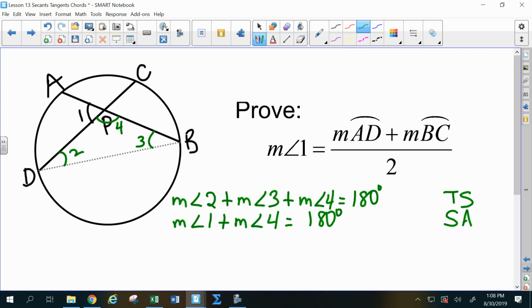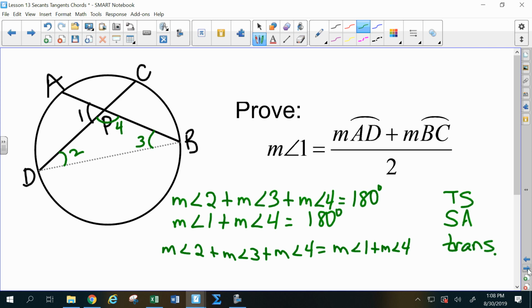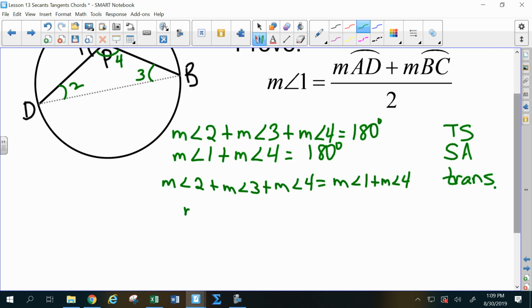So we're going to write that down. That means the measure of angle 2 plus the measure of angle 3 plus the measure of angle 4 is equal to the measure of angle 1 plus the measure of angle 4, and that will be our transitive property. Is there anything that's the same on both sides? Is it okay if I subtract the measure of angle 4 from both sides of an equation? So if we do that, we now have the measure of angle 2 plus the measure of angle 3 equals the measure of angle 1, and that's just because we subtracted the measure of angle 4 from both sides.